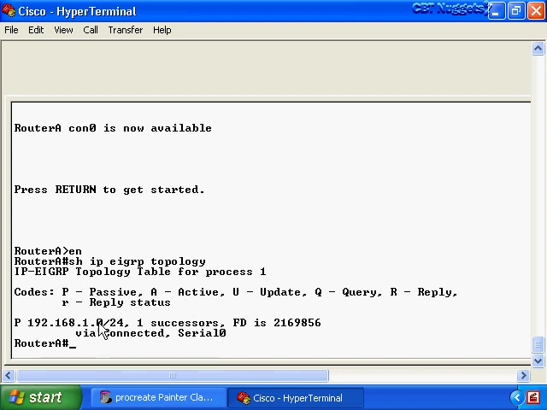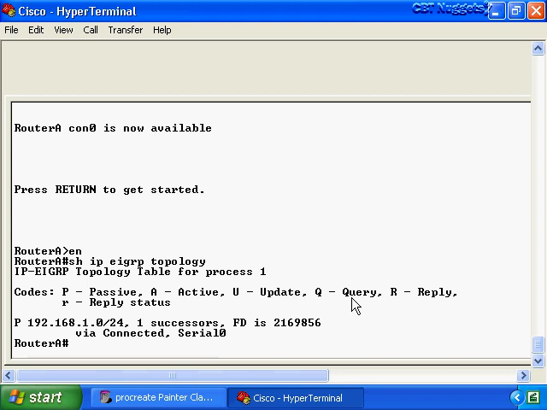I've only got one entry in here, and it's basically this passive entry that I have for this particular connection to another router. But these codes, for example, if it has an A next to it, means it's an active one, and it means that presently EIGRP calculations are being performed for that particular destination. If it's got a U next to it, or update, that means that an update packet was just sent to that destination. If it has a Q next to it, it says when you ran this EIGRP topology command, that basically a query packet was just sent to that destination.